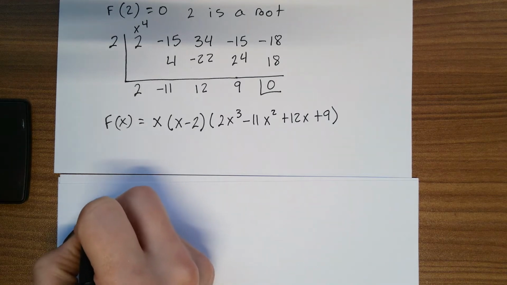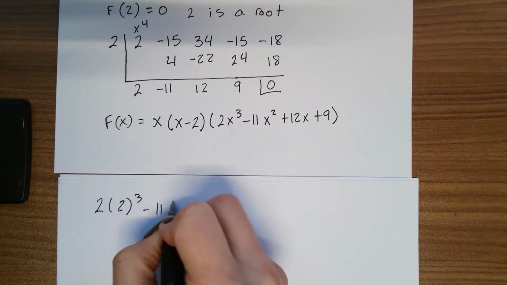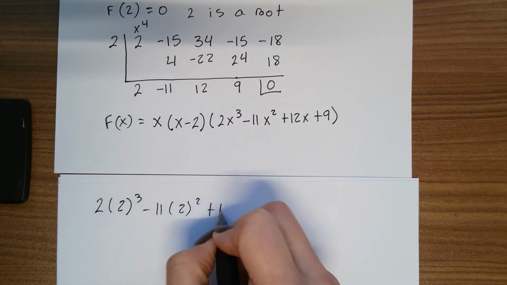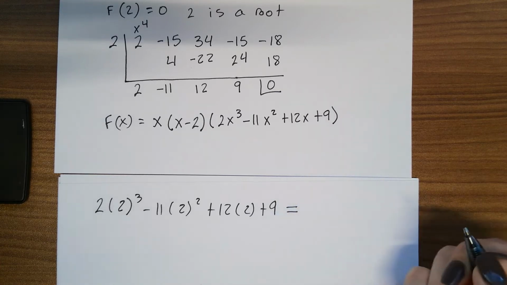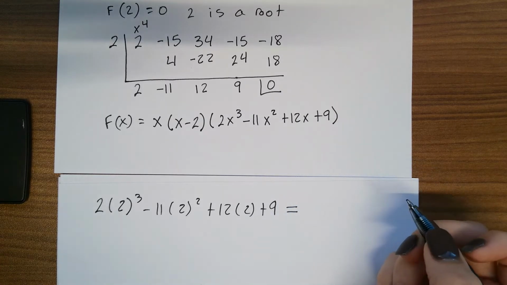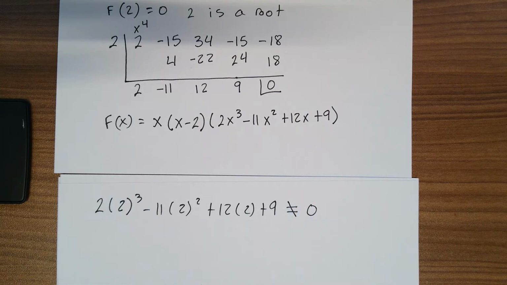So I'm again going to go to my calculator and plug in 2, and see if that equals 0. If we plug it in, it does not equal 0. So I know 2 is not a repeated root. So let's go to 3.